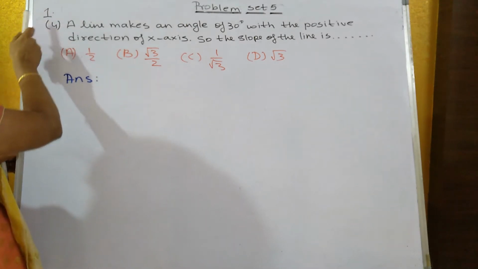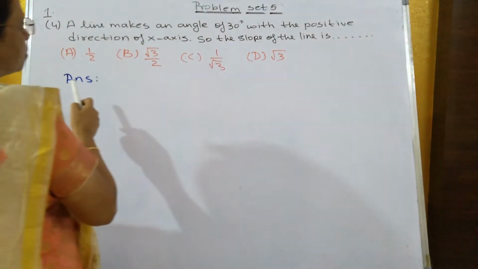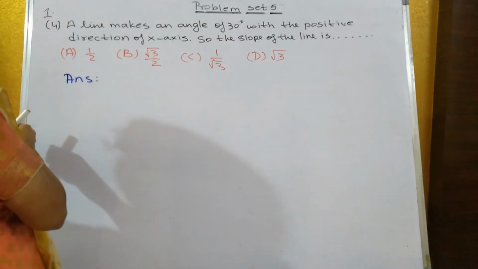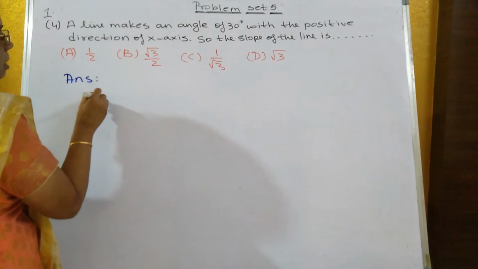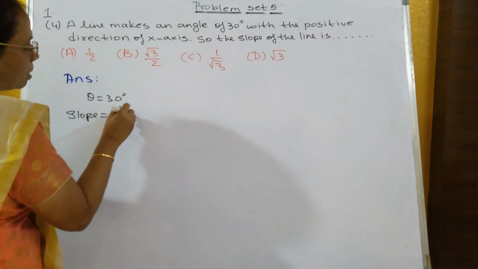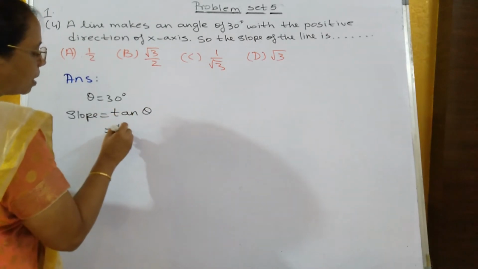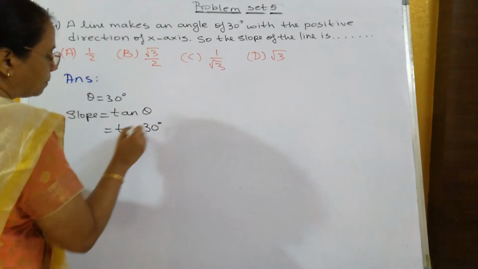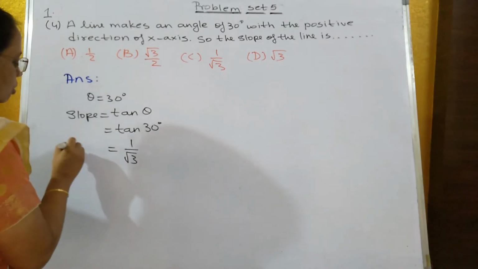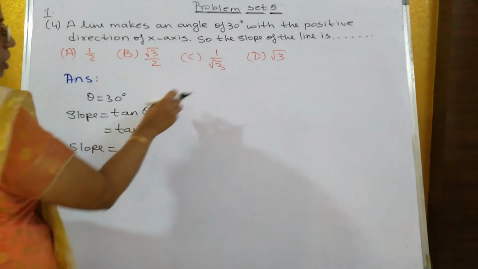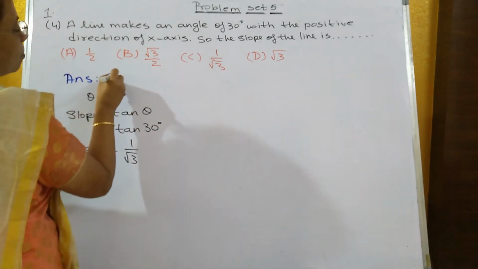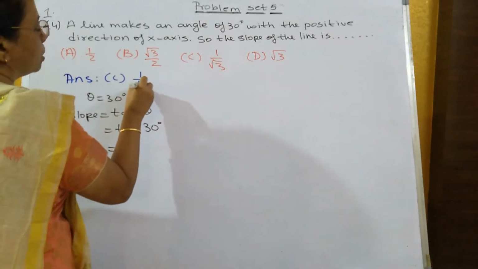Problem set 5, MC, choose a correct alternative, first one. Sum number 4 of the first one: a line makes an angle of 30 degrees with the positive direction of the x-axis. So what is the slope of the line? Which is the correct option? Now we know that theta is 30 degrees. Slope is equal to tan theta, that's equal to tan 30 degrees. What is the value of tan 30 degrees? 1 upon root 3. So slope is 1 upon root 3. So the correct option is C, that is 1 upon root 3.